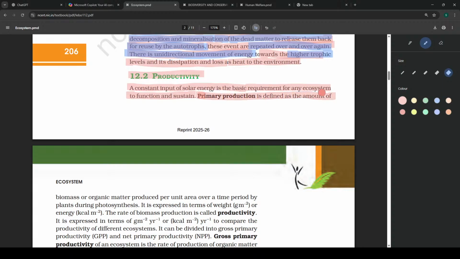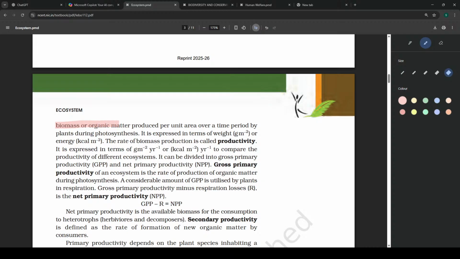Primary production is defined as the amount of biomass or organic matter produced per unit area over a time period by plants during photosynthesis. It is expressed in terms of weight, that is gram per meter square (g m⁻²), or energy, kilocalorie per meter square (kcal m⁻²). G is gram and meter square is area. In terms of weight, it is gram per meter square. In terms of energy, it is kilocalorie per meter square. The rate of biomass production is called productivity. It is expressed in terms of gram per meter square per year or kilocalorie per meter square per year.